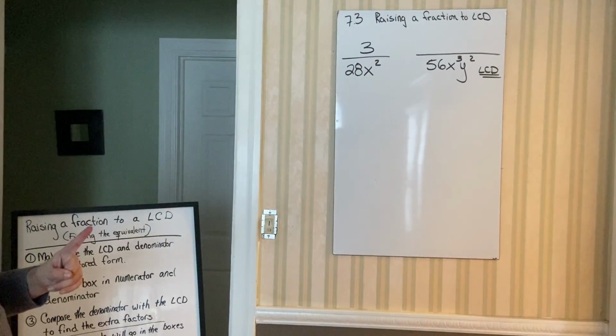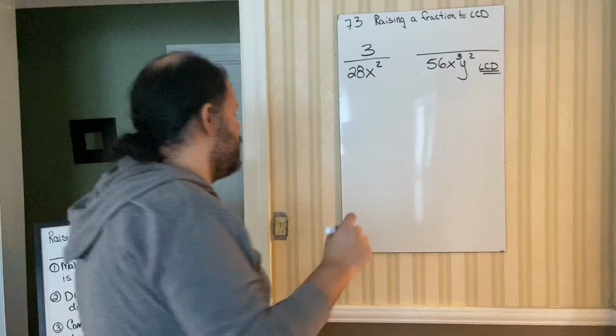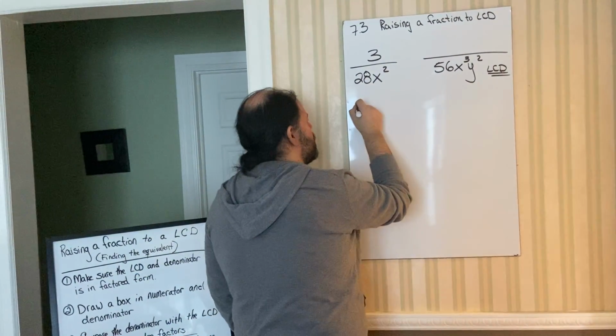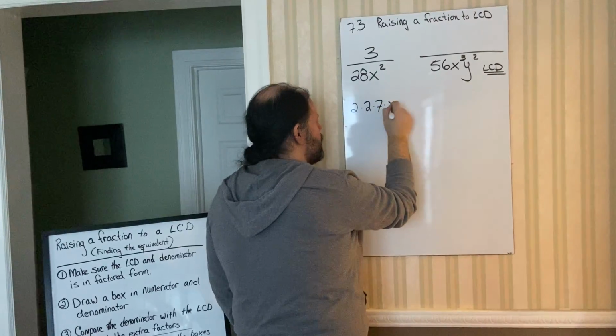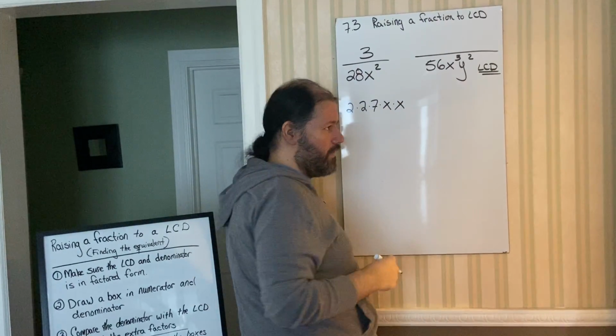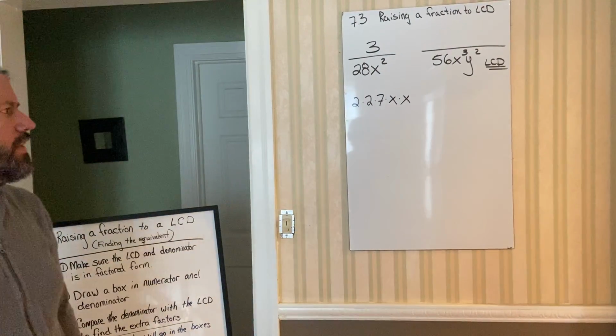Remember, if it's one term, you know you could do a tree diagram. So break down 28x squared. You know that's going to be 2 times 2 times 7 times x times x. Hopefully you knew 2 times 14, and 14 is 2 times 7.